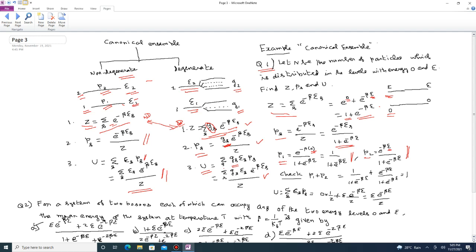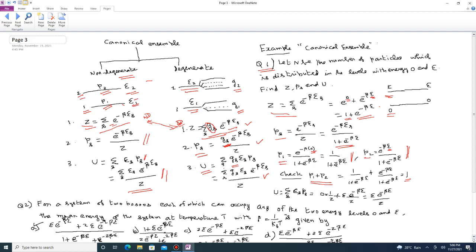You can easily check, because the total probability must be 1, as we have only two levels. So let us evaluate P1 plus P2, which we already evaluated. If you add 1 by 1 plus e power minus beta E, plus e power minus beta E divided by 1 plus e power minus beta E, you will get 1. You can easily check that P1 plus P2 must be 1.